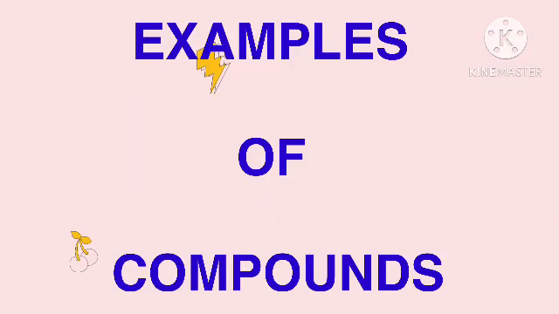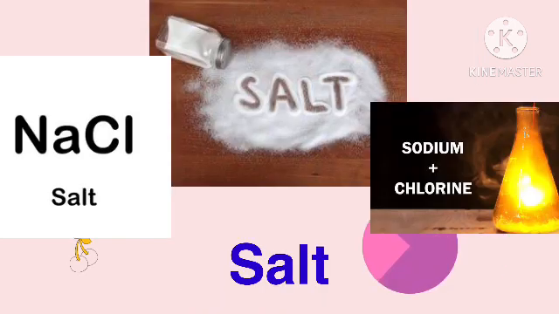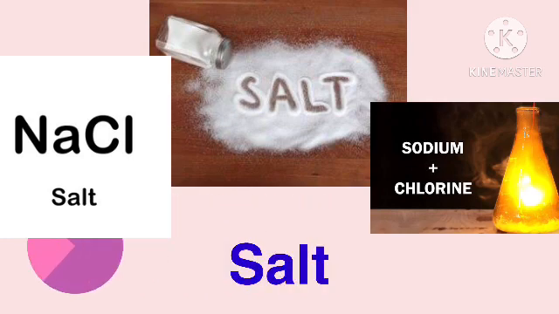Now we have some common examples of compounds. The first example that we'll be learning today is water. Water is an example of a compound because it is made up of two elements, hydrogen and oxygen. Salt is another example of a compound. It is made up of sodium and chlorine. So when you mix sodium and chlorine together, you get salt, which is sodium chloride.